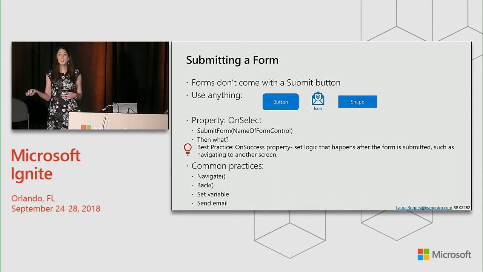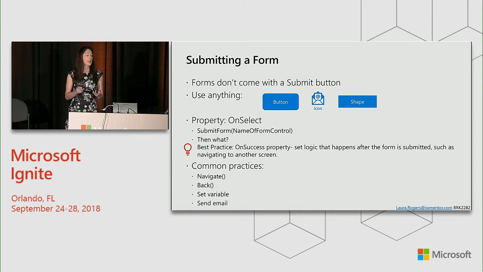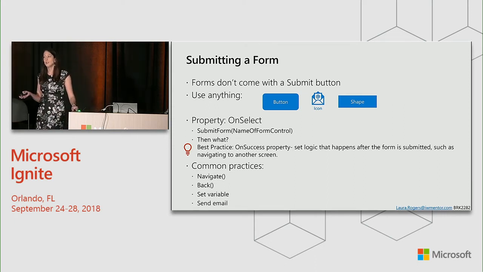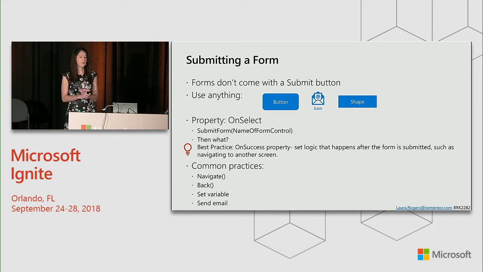You can use anything you want as a submit button, a button, an icon, a shape. The property called onSelect, I think, pretty much exists for every type of control. So anything in your Power App, you can make it be a button. OnSelect means when somebody clicks that control. So onSelect, what do you want to happen? Submit form, and then you have to say the name of that form control, and then what?